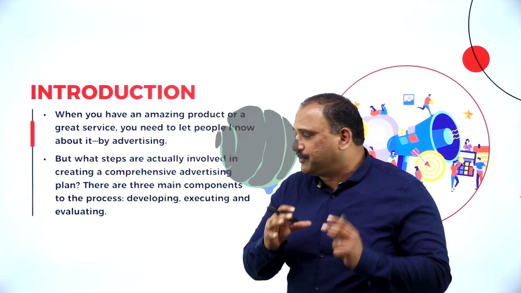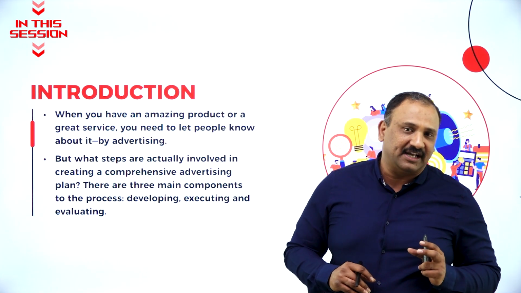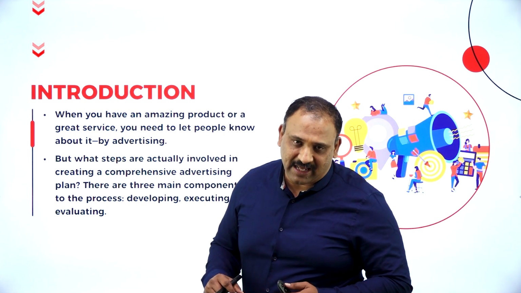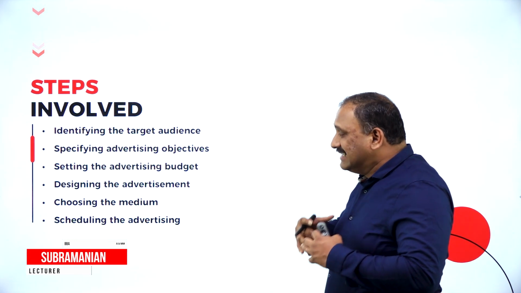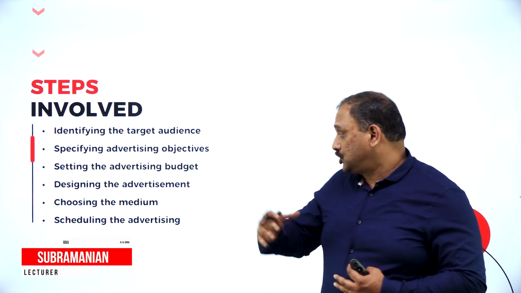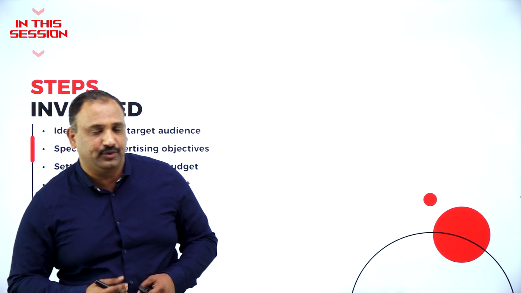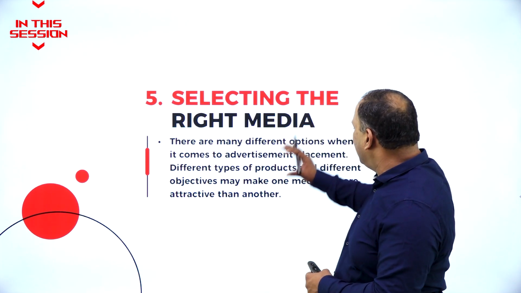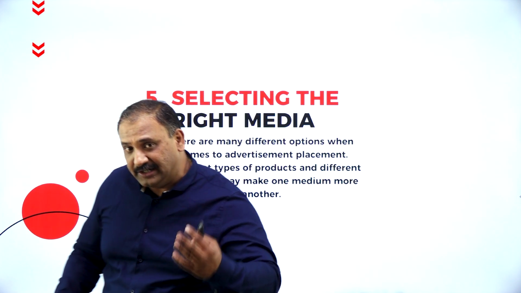There are primarily three steps that we need to understand. First thing is developing the advertisement. The second thing is executing it. And the third thing is evaluating it. Followed by the advertising budget, designing the advertising, choosing the medium, and scheduling the advertising altogether. We would also like to talk about selecting the right media. There are many different options when you go in terms of selecting the right kind of media.